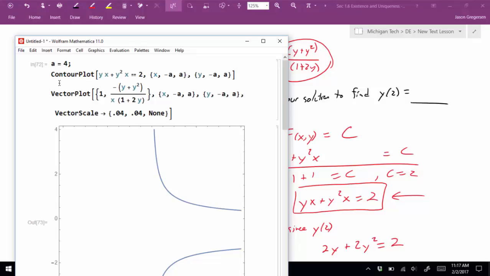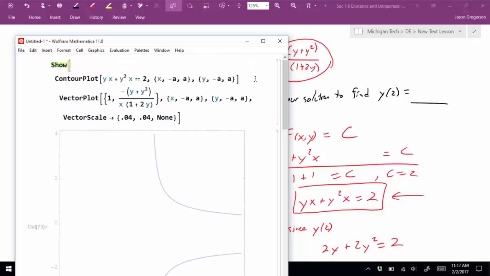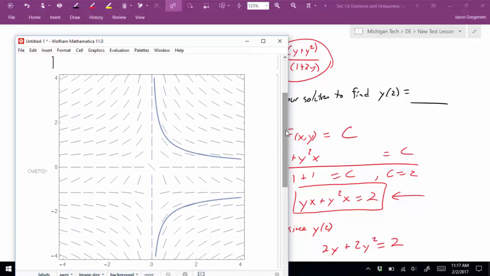And now to see if it's actually right, I have my two plots. All I want to do is just show the two plots together. So I'll show the first one, comma the second one, and close my show command. All right, I feel a lot better now, right? They really are matching up. And the whole idea is I wanted to find out what my values were when x equals 2.